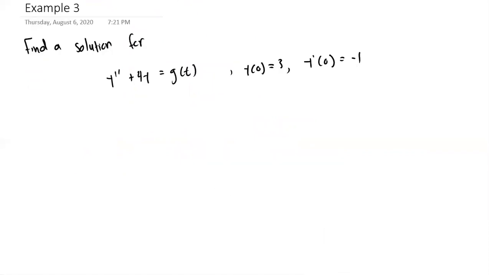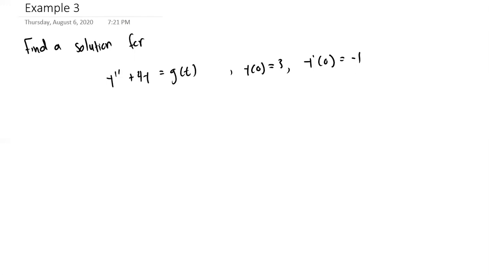Now, let's use it to find the solution to an initial value problem. So find a solution for y double prime plus 4y equals g of t. We're not given what g of t is. What we're going to assume is that the Laplace transform of g exists, because we're going to be taking the Laplace transform, right? Where y of 0 equals 3 and y prime of 0 equals -1.